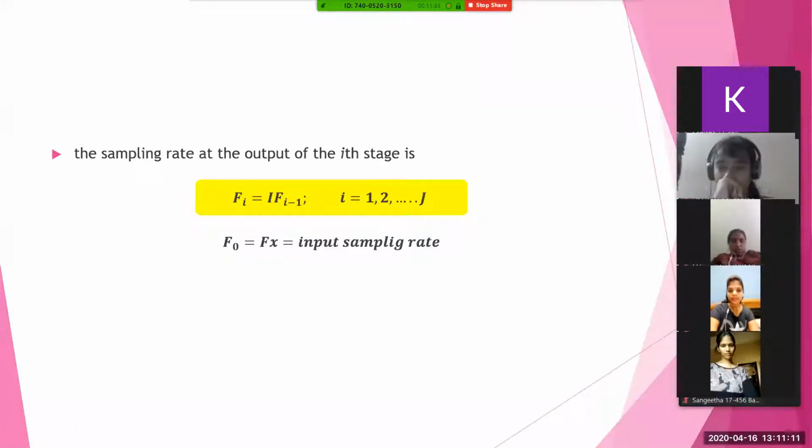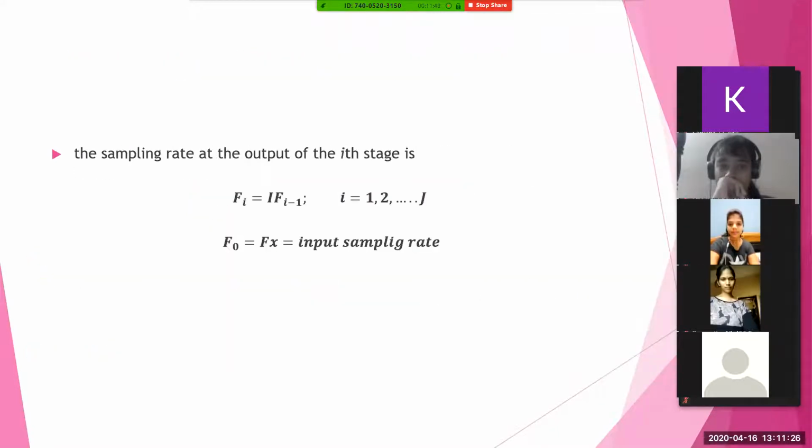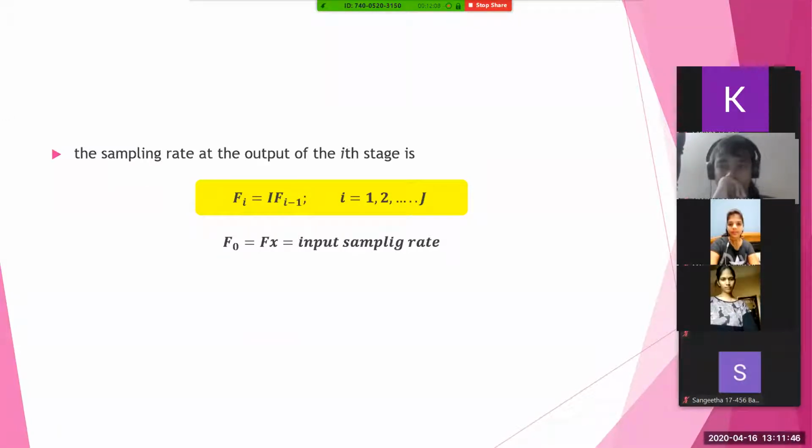Here we are assuming that there are J stages, and at any point of time the sampling rate at the ith stage is given by this particular expression. Just below that we have f0, which is the initial sampling rate. For example, if I want to increase the sampling rate by a factor of 10, I provide the initial sampling rate, and then increase it by a factor of 10.